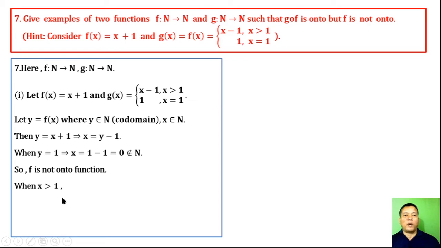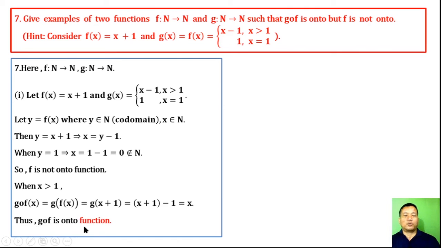g o f is onto when n is greater than 1. g o f of x is g of f of x, and f of x is x plus 1, so g of x plus 1 is x plus 1 minus 1, that is x. Thus, g o f is onto function.